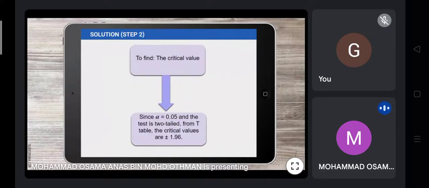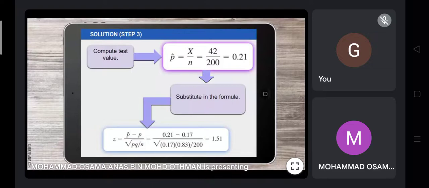Move on to the second step. We need to find the critical value. Since the level of significance is equal to 0.05 and the test is two-tailed, from the distribution table, the critical values are plus minus 1.96. Okay, we move on to the third step, which is we need to compute the test value.